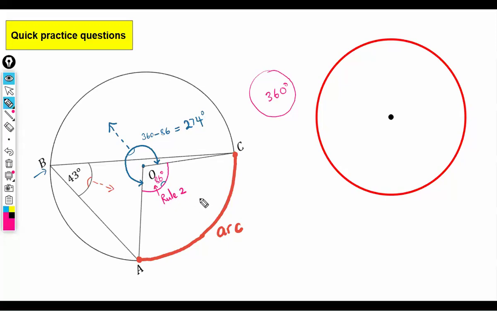But using rule 2 alone wasn't the entire solution of the question. We just use rule 2, and then we use a little bit of common sense afterwards to figure out the blue angle was 274. And that is how the questions will come in the exam. It won't be straightforward like using one rule, right?